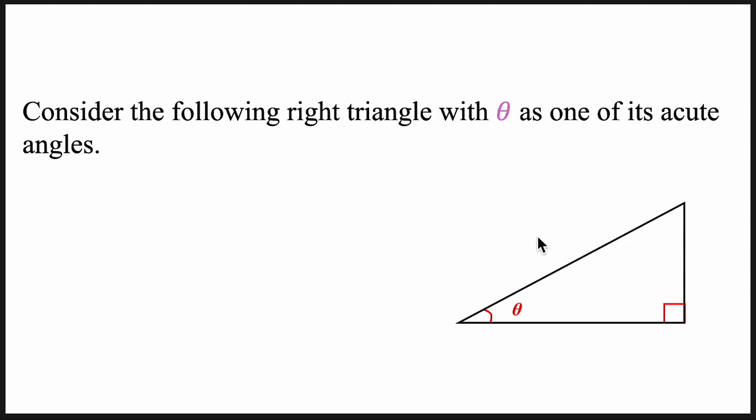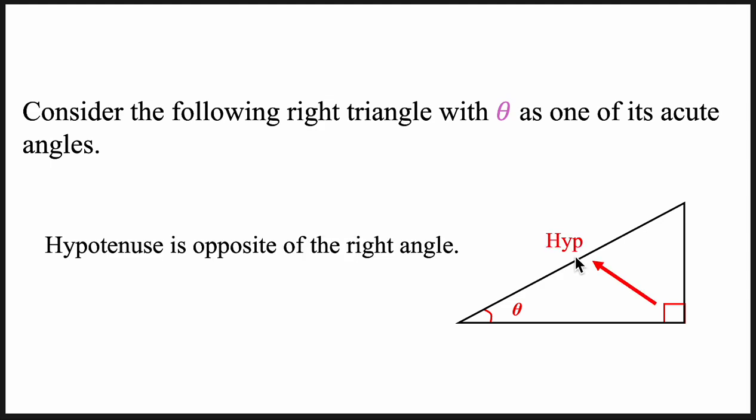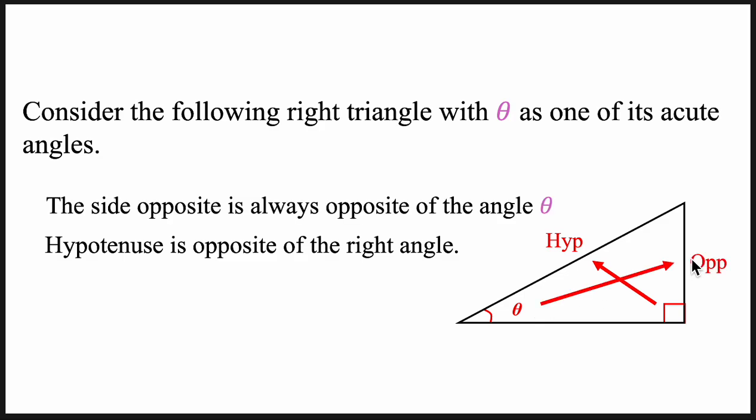Now, the three sides that we have here: the side that's opposite of the right angle is called the hypotenuse, and that's the longest side of the triangle. Well, the opposite and adjacent sides are relative to the angle you're focusing on. So based on this acute angle that we have here, the side opposite of that is called the opposite side. And the one next to it is the adjacent side.